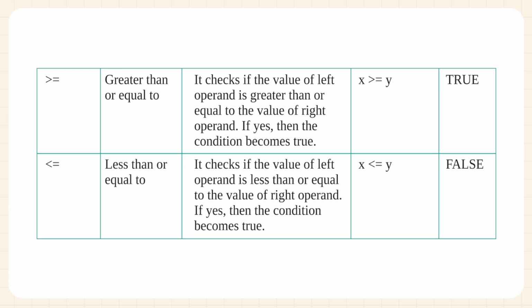Less than or equal to (<=). It checks if the value of the left operand is less than or equal to the value of the right operand. If yes, then the condition becomes true. For example, x <= y is False.